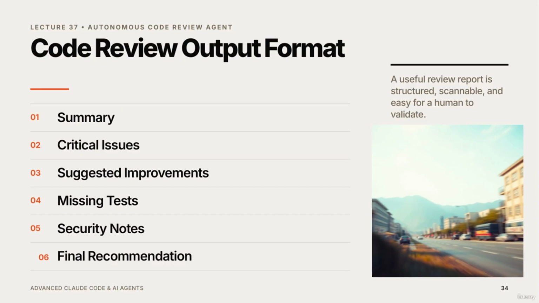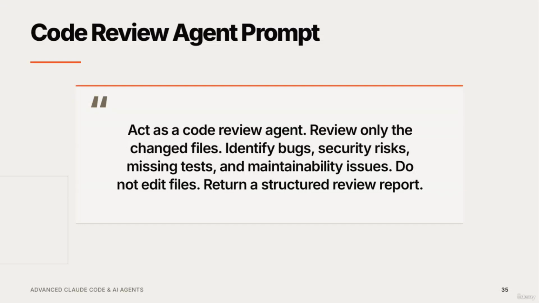This structured approach not only helps in identifying problems quickly, but also supports better communication between the AI agent and human developers. Here, we focus on the role of the code review agent. Its primary task is to review only the files that have been changed. The agent carefully looks for bugs, potential security risks, missing tests, and issues that might affect maintainability. Importantly, it does not modify any files. Instead, it provides a structured report summarizing its findings. This approach ensures a thorough and efficient review process, helping maintain code quality without unintended changes.